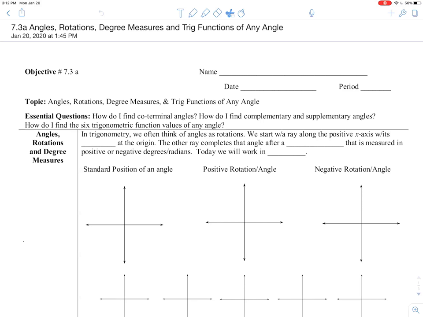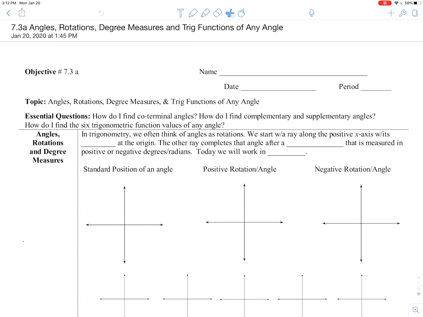7, which is angles greater than 90 degrees. So we'll be looking at any angle from 0 degrees to a million degrees if we want. So how does that all apply to trigonometry? And how do I make right triangles out of that so that I can find measures?